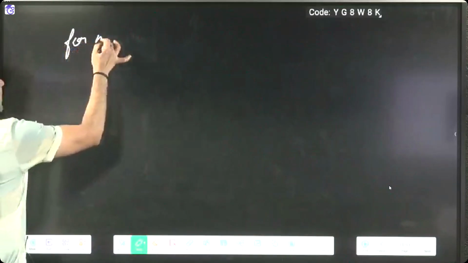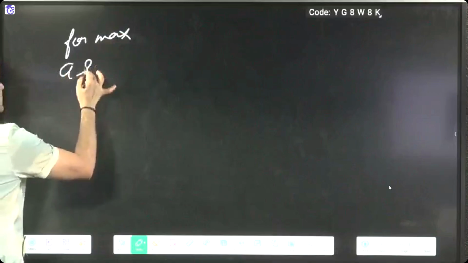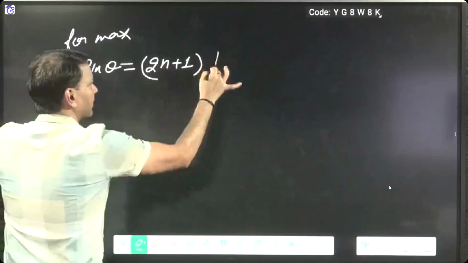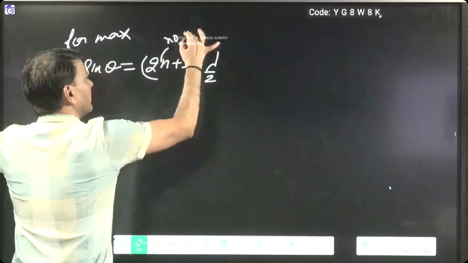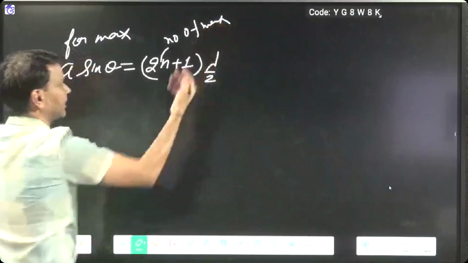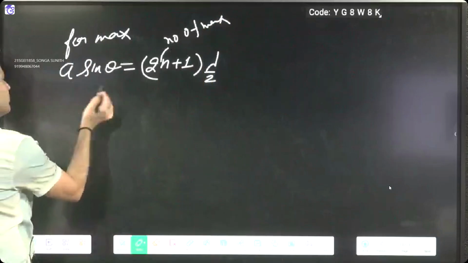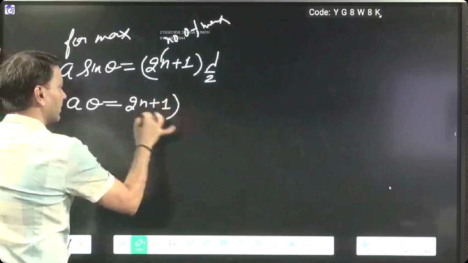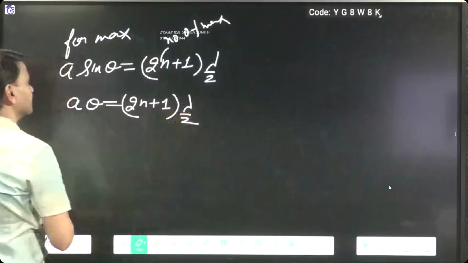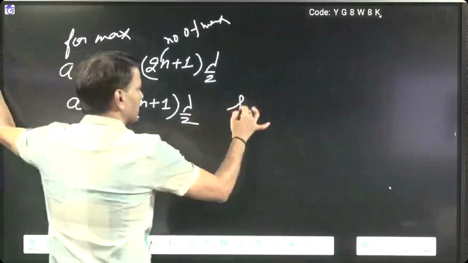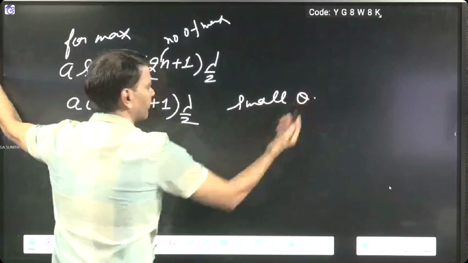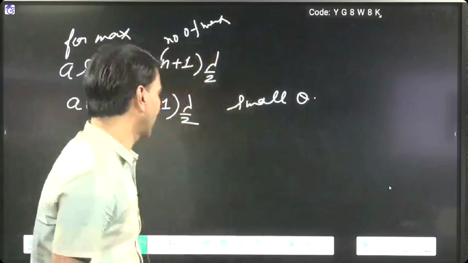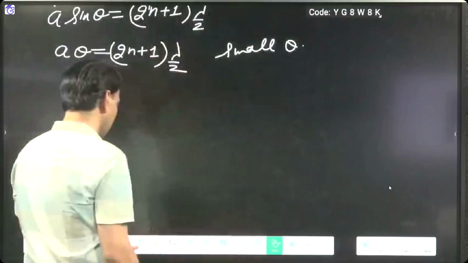Okay. Then for maxima, what is the condition we learned? a sin theta is equal to (2n plus 1) lambda by 2, where n is the number of the maxima. Like for first maxima, we will take n equal to 1. Then for small theta also we can say a theta is (2n plus 1) lambda by 2. So when they have not given the angle, we will take the small angle only.